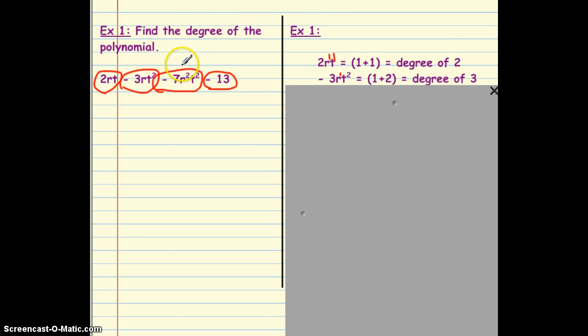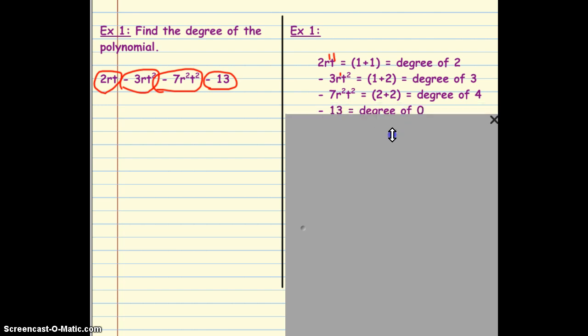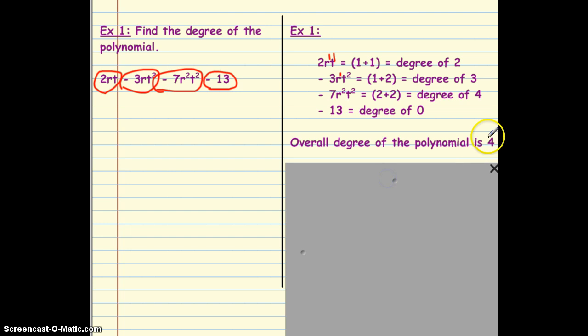The third part of the polynomial is negative 7r squared t squared. Taking a look at the exponents, we've got 2 and 2. Obviously, 2 plus 2 is 4, so we've got a degree of 4. And lastly, negative 13, there aren't any exponents at all, and has a degree of 0. So now, to find the degree of the entire polynomial, we want to figure out which one has the highest. Well, our highest degree is 4, so that means the degree of the entire polynomial is 4.